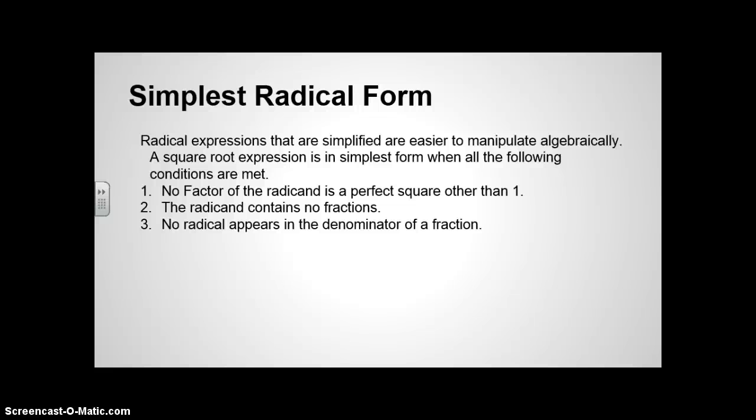The first is no factor of the radicand is a perfect square other than 1. Radicand is, think of it as what's under the square root sign. The radicand contains no fractions. So whatever is in the square root sign here, it contains no fractions. So maybe, for instance, we could take 35. That's what they're saying. And no radicand appears in the denominator of a fraction. All right, so let's do a few examples here now.